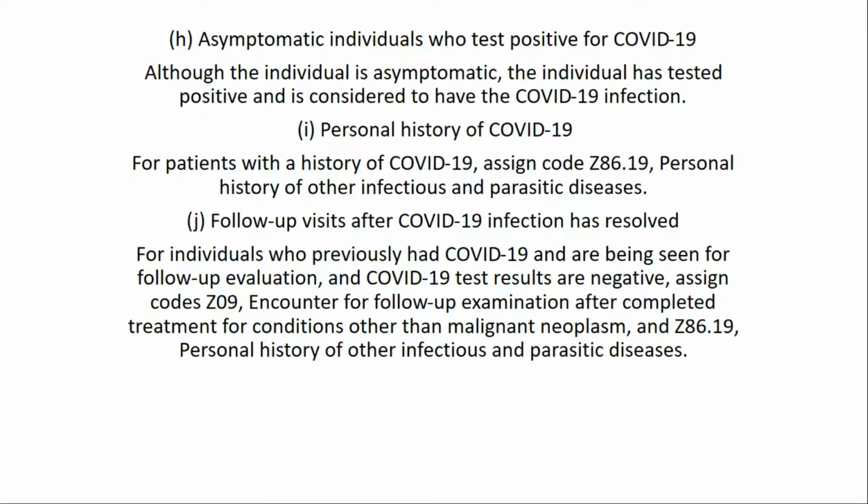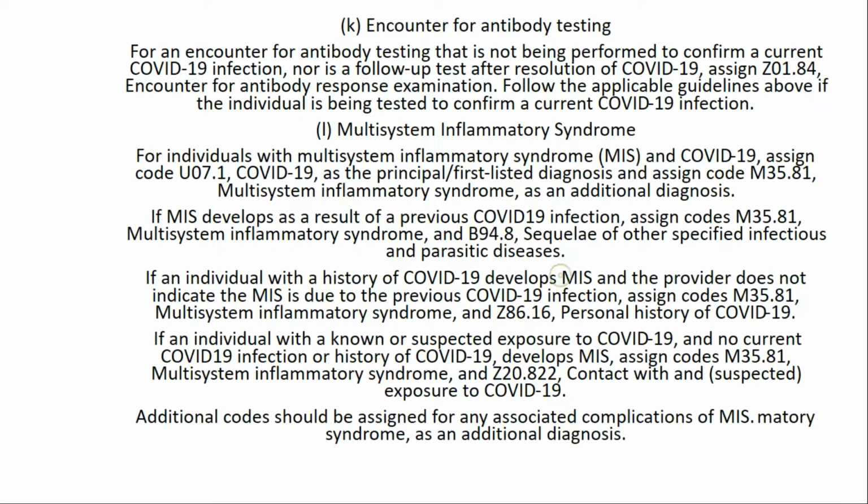Asymptomatic individual who tests positive for COVID-19. Although the individual is asymptomatic, the individual has tested positive and is considered to have a COVID-19 infection. For the personal history code for COVID-19, we have a separate code, Z86.19. Follow-up visit after COVID-19 infection has resolved. For an individual with previous COVID-19 being seen for follow-up evaluation, you have to assign code Z09 as primary code, for an encounter for follow-up examination after completed treatment for a condition other than malignant neoplasm, and you have to give the history code Z86.19.